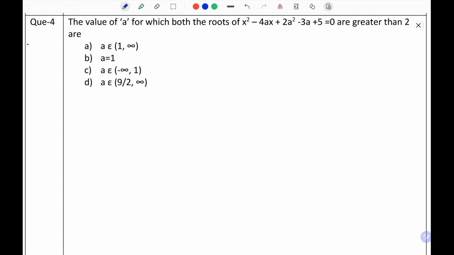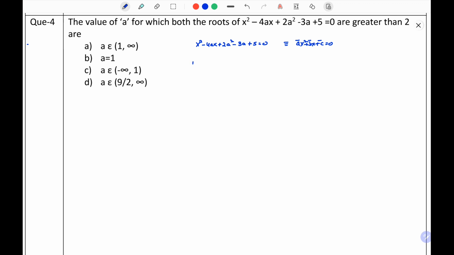Fourth question: the value of a for which both the roots of the equation x square minus 4ax plus 2a square minus 3a plus 5 equal to 0 are greater than 2. Here the quadratic equation is x square minus 4ax plus 2a square minus 3a plus 5 equal to 0. The coefficient of x square is 1, and on comparing with the standard quadratic equation, which is ax square plus bx plus c equal to 0, to differentiate we will use a bar, b bar and c bar in the standard equation.